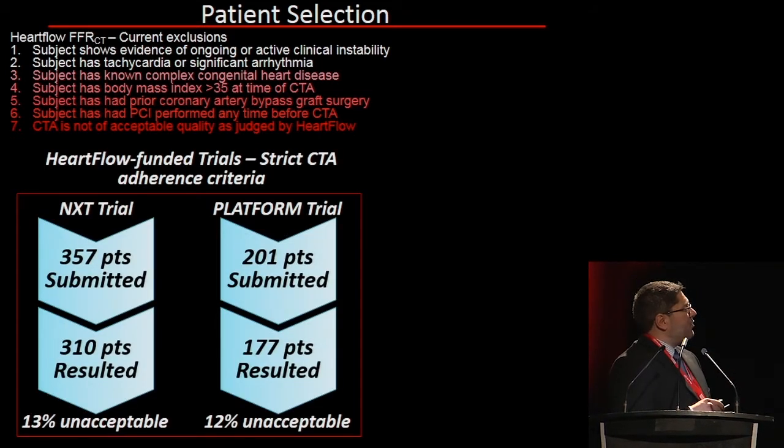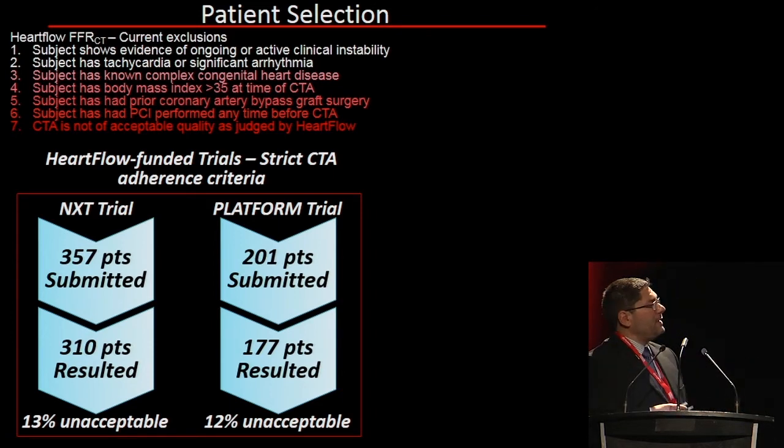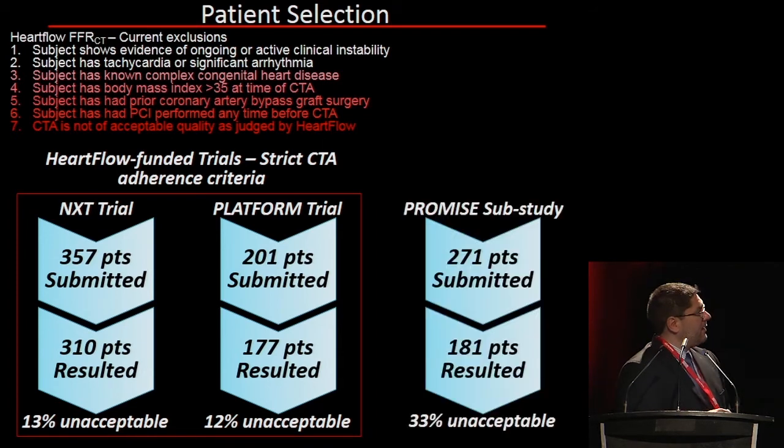And let's see a little bit about how much of a difference that can make. The two trials that I talked about, NXT and Platform already, rejected 13 and 12% of the CTAs. And these were trials funded by that entity. And the problem with that is that they trained the centers to do a pretty good job with the CTA. They provided feedback, they provided training, so those CTAs were as good as they can get. And still, you have a 13% rate that you're not accepting.